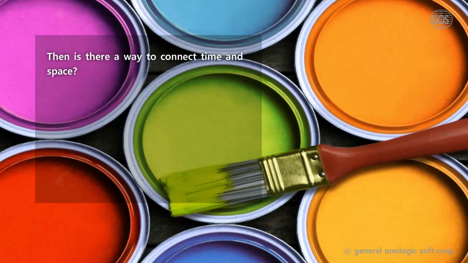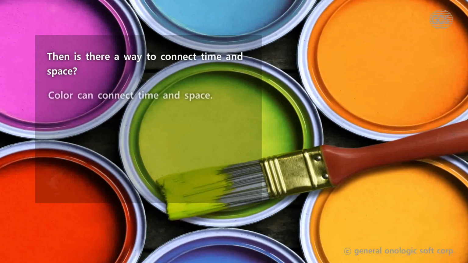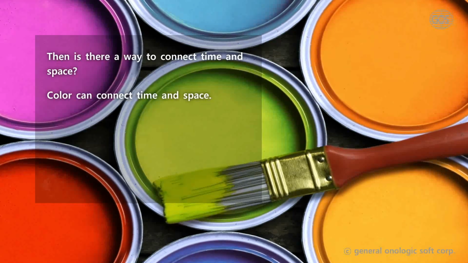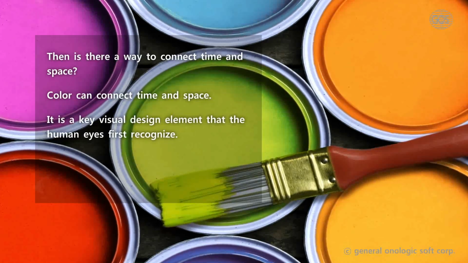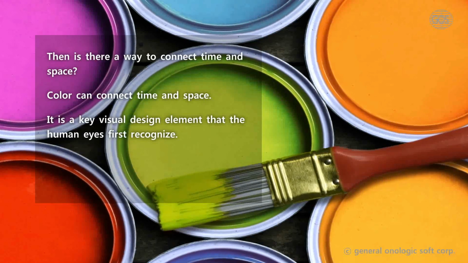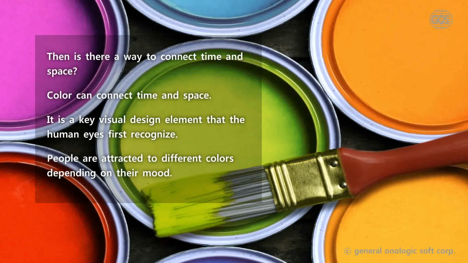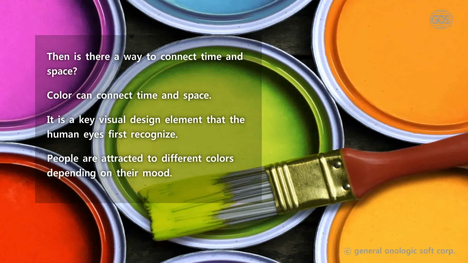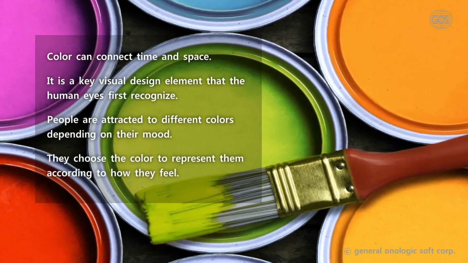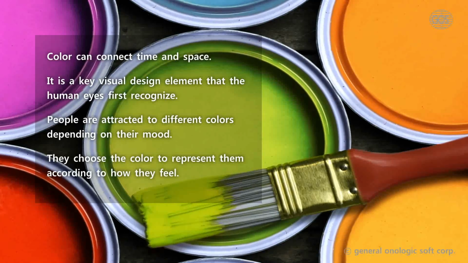Then is there a way to connect time and space? Color can connect time and space. It is a key visual design element that the human eyes first recognize. People are attracted to different colors depending on their mood. They choose the color to represent them according to how they feel.